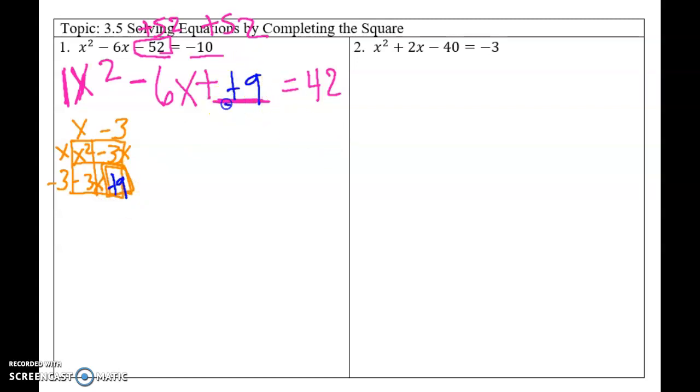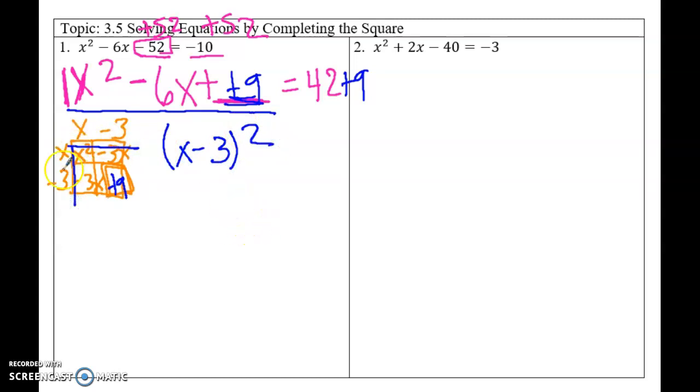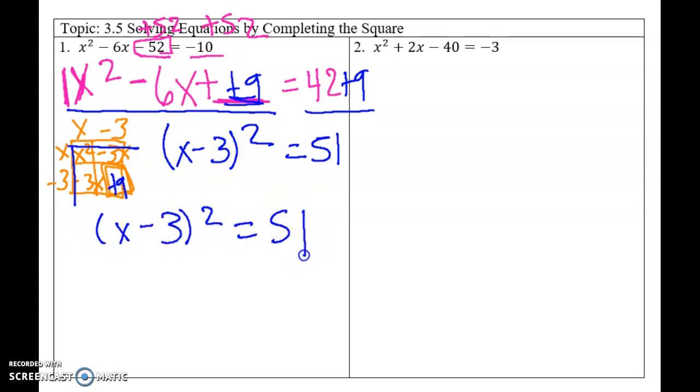Okay, so if you notice, I added 9 to the left, so I also have to do the same thing to the right. Then I'm just going to factor this like I normally would. So that's x minus 3 squared, because this is x minus 3 times x minus 3, and I have two of them, so that's x minus 3 squared. 42 plus 9 is 51. Okay, then all I'm going to do is solve this. So I have x minus 3 squared equals 51.